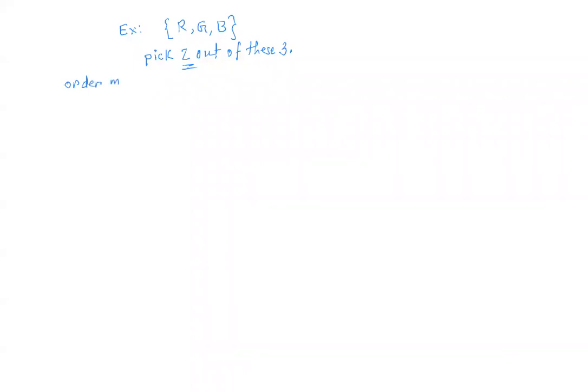Order matters, meaning that picking red and green is not the same as picking green and red. Picking green and blue is not the same as picking blue and green. Picking red and blue is not the same as picking blue and red. So there are 6 different ways of doing it when order matters.